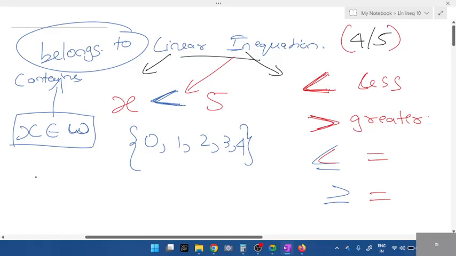This is the concept. If I tell x is equal to 5, it's a simple linear equation. X is exactly equal to 5, students. So we are not learning this. Simple linear equation was done in 9th standard. For 10th, you'll have inequation.